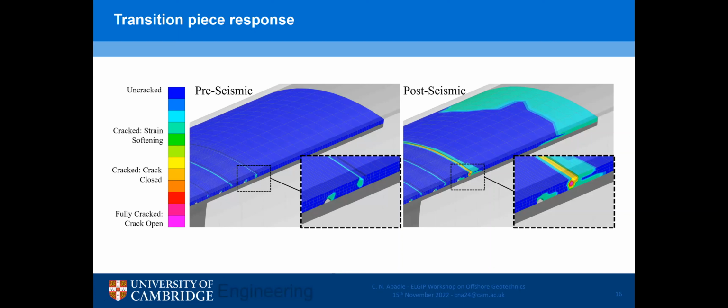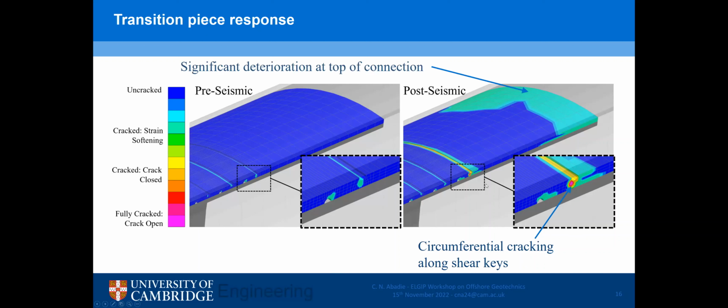So we looked mostly at cracking rather than stress concentration. And in here, what you can see is a pre-seismic response where you have almost no crack, where we're just applying the operational load, and this is what we get. But this post-seismic response starts showing some quite large damage. At the shear key, you have circumferential cracking along the shear key, and at the top of the transition piece, you have some deterioration of the top connection.